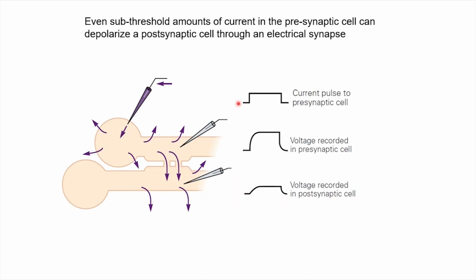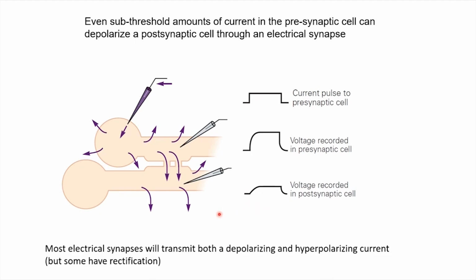What do you think would happen if we give a negative current pulse instead of a positive current pulse here? So if the current was hyperpolarizing, then in the first neuron we would see a hyperpolarization, so the membrane potential would go down. And in the second neuron also we should see a similar effect. So we should see a smaller hyperpolarization here in the second neuron. So electrical synapses would allow both depolarizing as well as hyperpolarizing currents to pass through.